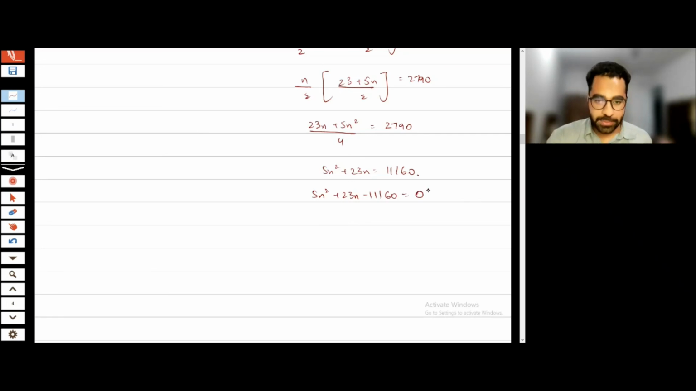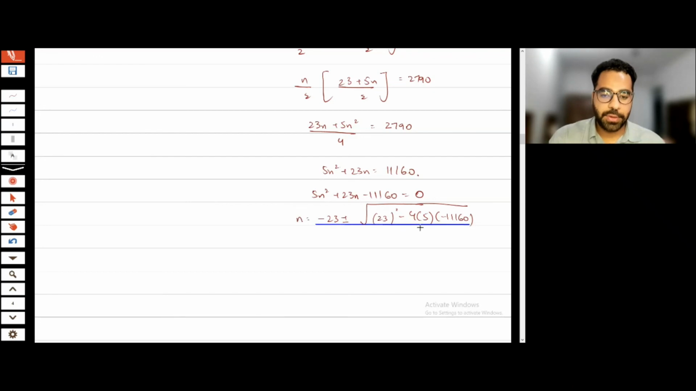Now if I solve this, I'll be using the quadratic formula. Please don't try to solve this by breaking the middle term. So n equals minus 23 plus minus under root b squared, 23 squared, minus 4a into c, where c is minus 11160, over 2a. 2 into a is 10.